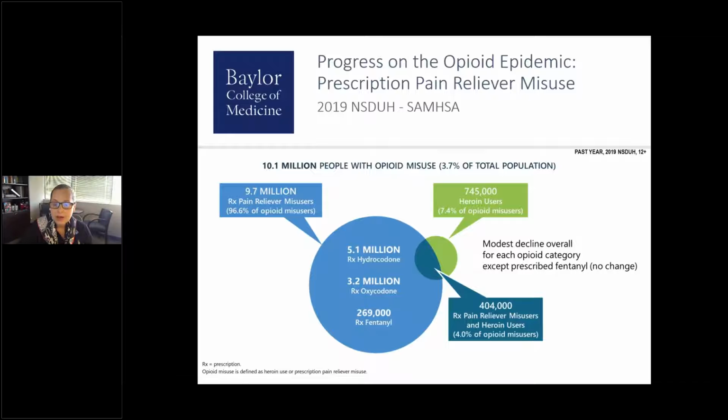And then between prescription pain reliever misusers and heroin users, there was some overlap in that population of folks. And primarily we're looking now at hydrocodone and OxyContin. Next slide.